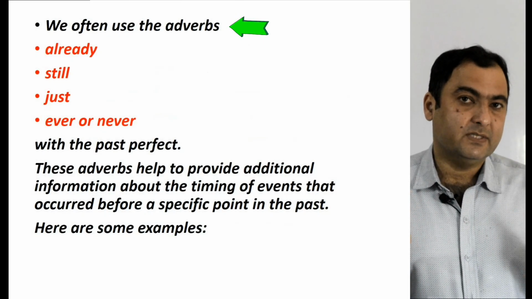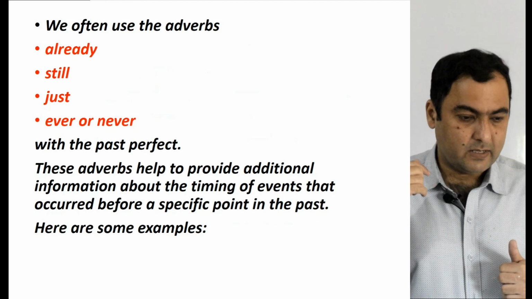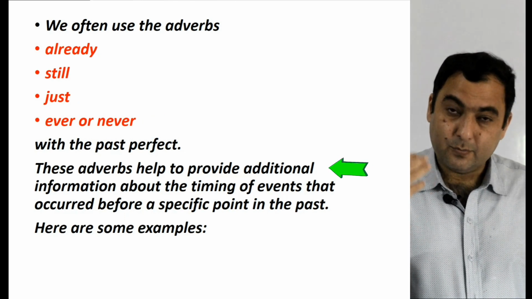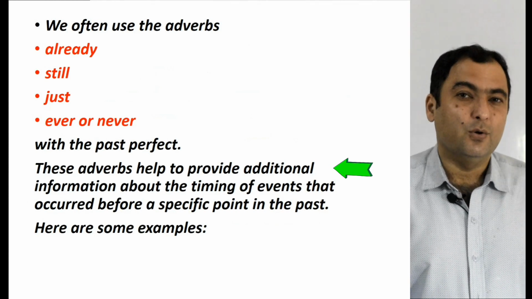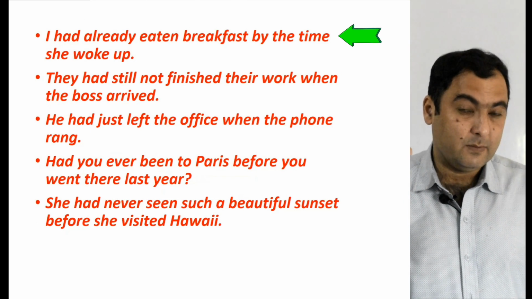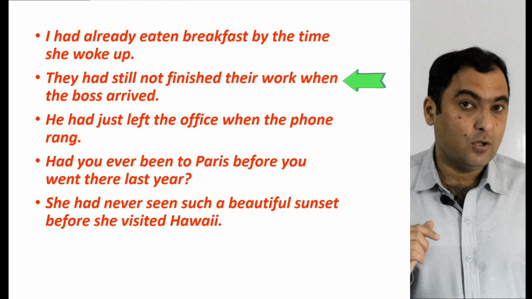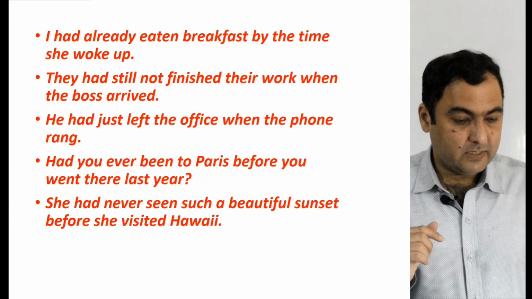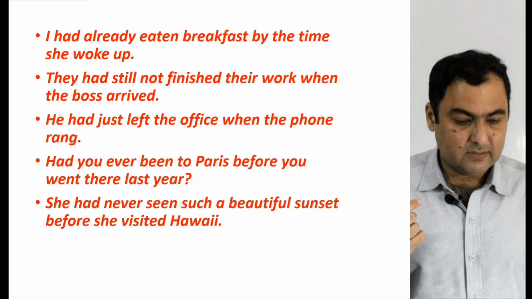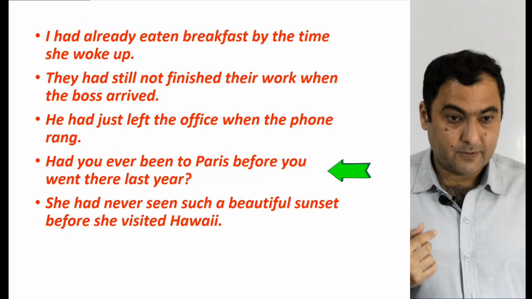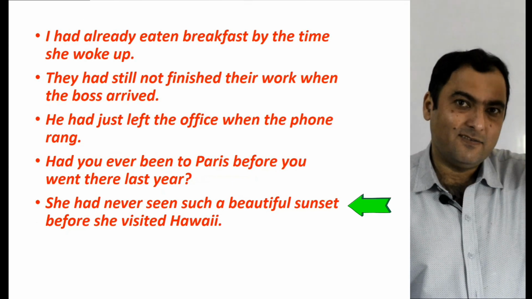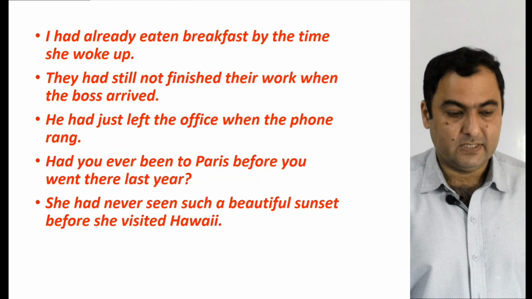We often use adverbs with the past perfect tense, and these adverbs are already, still, just, ever or never, for example. These adverbs help to provide more information about the action. So here are a few examples which have these adverbs. For example, I had already eaten breakfast by the time she woke up. Already. Another is they had still not finished their work when the boss arrived. Another example is he had just left his office when the phone rang. A question sentence is, had you ever been to Paris before you went there last year? Had you ever been? She had never seen such a beautiful sunset. I had never seen such a beautiful sunset before she visited Hawaii, for example.